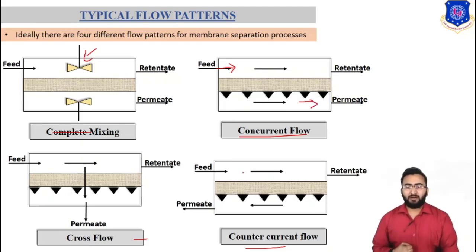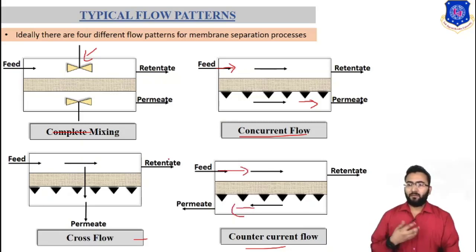In counter-current flow pattern, the direction of feed and direction of the permeate are different. In cross flow membrane, the direction of feed is like this and permeate can be collected in cross direction like this. So these four are typical flow patterns of membrane separation process used in membrane assembly, and this is all about today's lecture.